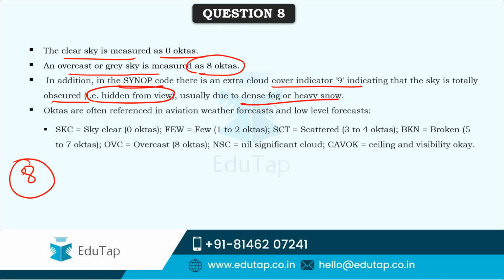And see, these generally are done for aviation weather forecast or low level weather forecast. And as you can see, SKC is sky clear, 0 octas; few, 1 or 2; SCT, that is scattered, 3 to 4; BKN, that is broken, 5 to 7; OVC, overcast, that is 8; and NSC, nil significant cloud; CAVOK, that is ceiling and visibility is okay. So these are the various terms that are referred to for aviation weather forecast generally.